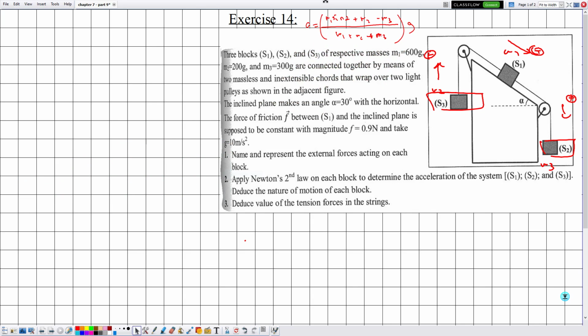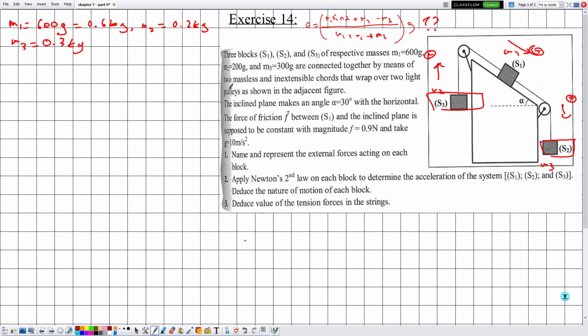Let me keep it here. So is that true? Then now let's proceed. Three blocks S1, S2 and S3 of respective masses M1 is equal to 600 grams, which is equivalent to 0.6 kilograms. M2 is given by 0.2 kilograms, and M3 is equal to 0.3 kilograms.